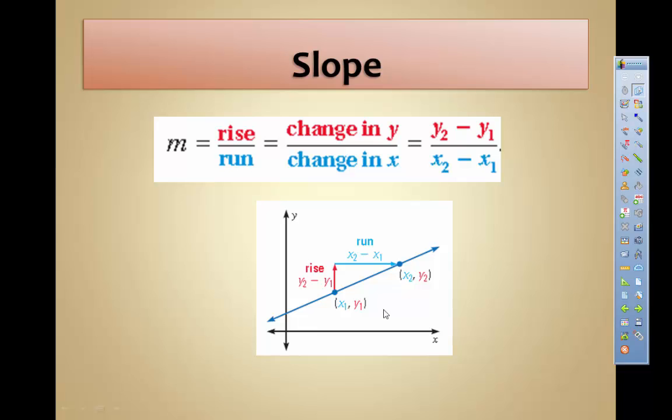Well, there's a little picture that illustrates the formula. This y2 minus y1 is the change in the y direction. This x2 minus x1 is the change in the x direction. And remember, it's the rise that goes on top and the run on the bottom. People sometimes get these two flip-flopped, and that leads to mistakes.